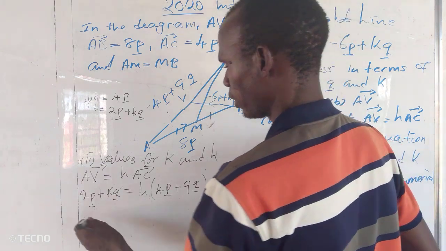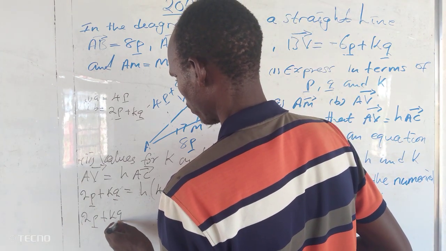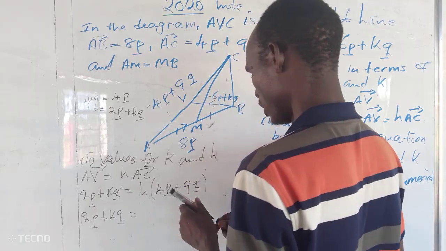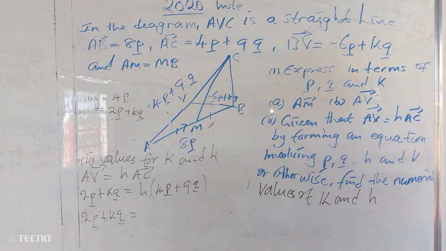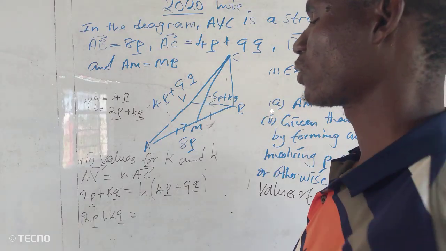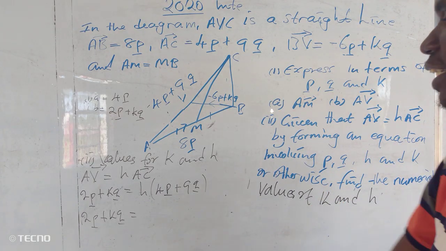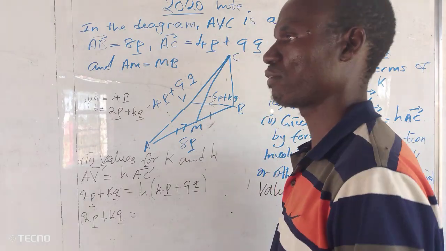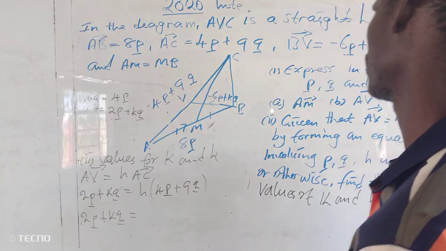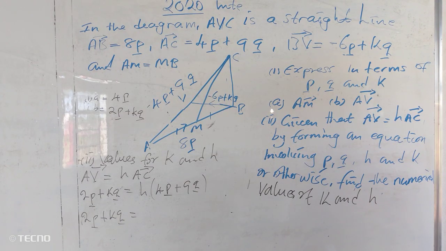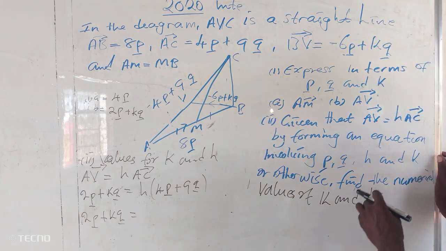And you cross. So you say 2P plus K vector Q is equal to this H which you are seeing here. It was not there in our calculations. So this H is called a scalar quantity. This scalar quantity doesn't have a direction. It only has magnitude.